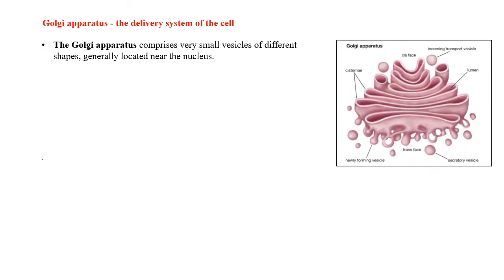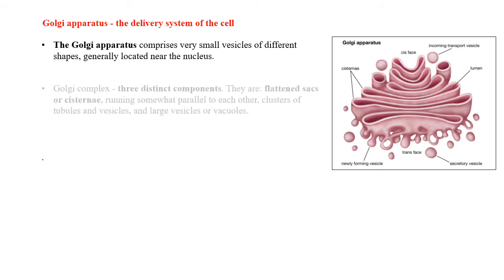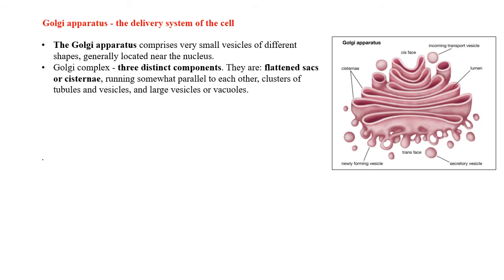Golgi apparatus, the delivery system of the cell. The Golgi apparatus comprises very small vesicles of different shapes, generally located near the nucleus. Golgi complex contains three distinct components. They are flattened sacs or cisternae running somewhat parallel to each other, clusters of tubules and vesicles, and large vesicles or vacuoles. These membrane-bound vesicles many a time connect with endoplasmic reticulum.